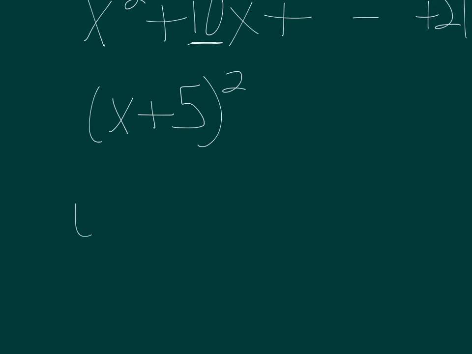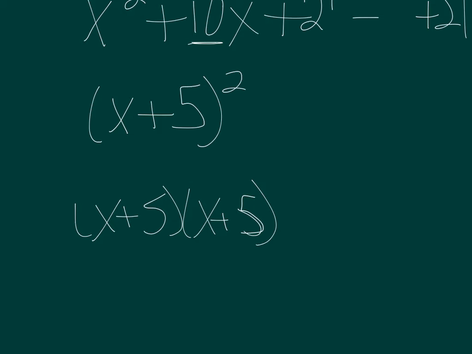Well, this is x plus 5 times x plus 5, right? So added, 5 plus 5 is 10. What's 5 times 5? Well, it's 25. So I'm going to add 25, and I'm going to subtract 25, right? So these three terms right here are what make this a perfect square.